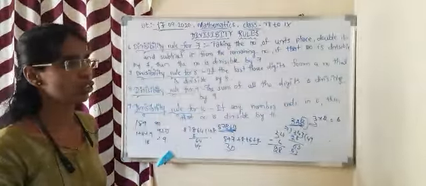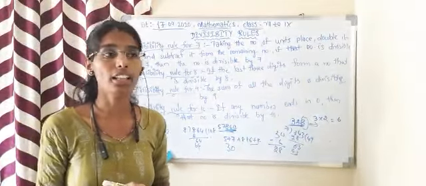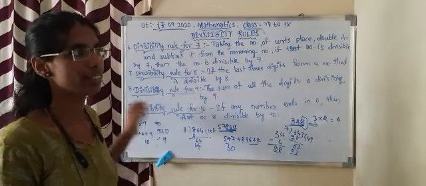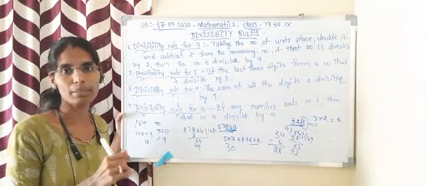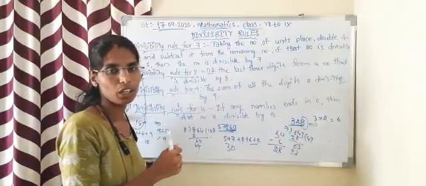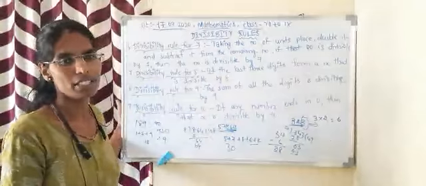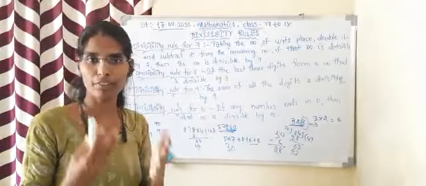For the divisibility rule for 9, if the sum of all the digits of the number is divisible by 9, then the number is divisible by 9. If any number ends with 0, then that number is divisible by 10. This is all about these divisibility rules. There are divisibility rules for other numbers too, which we'll learn in further classes.